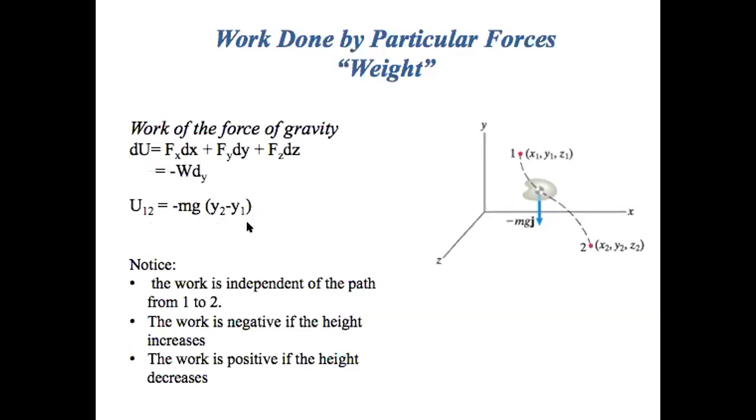As you can see, the work is independent of the path from position 1 to position 2. The work is negative if the height increases and the work is positive if the height decreases.